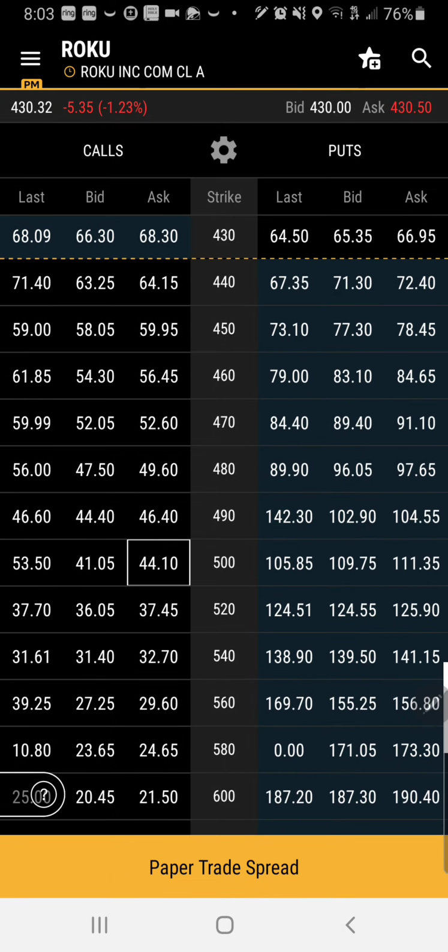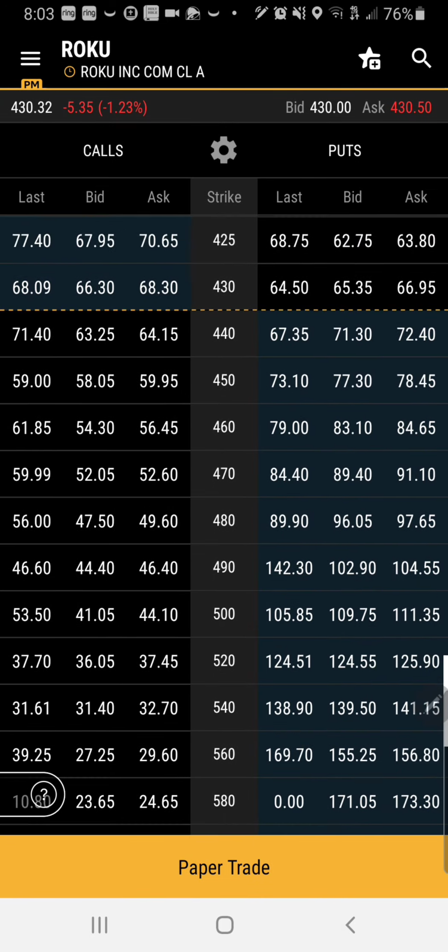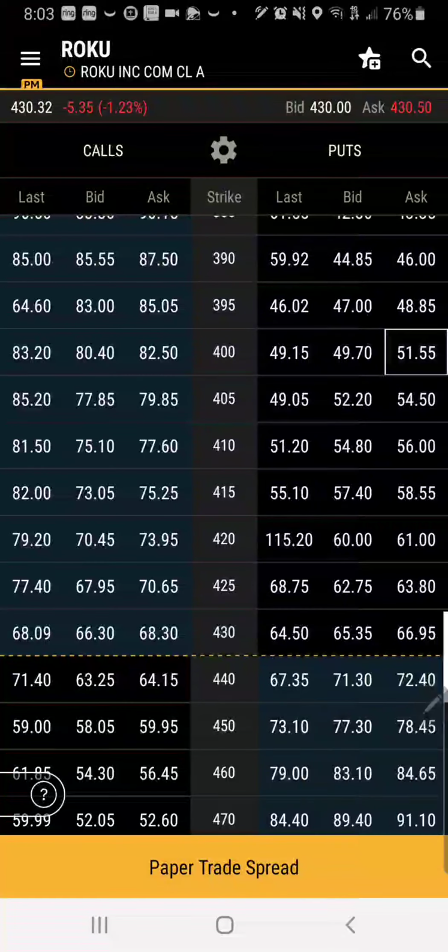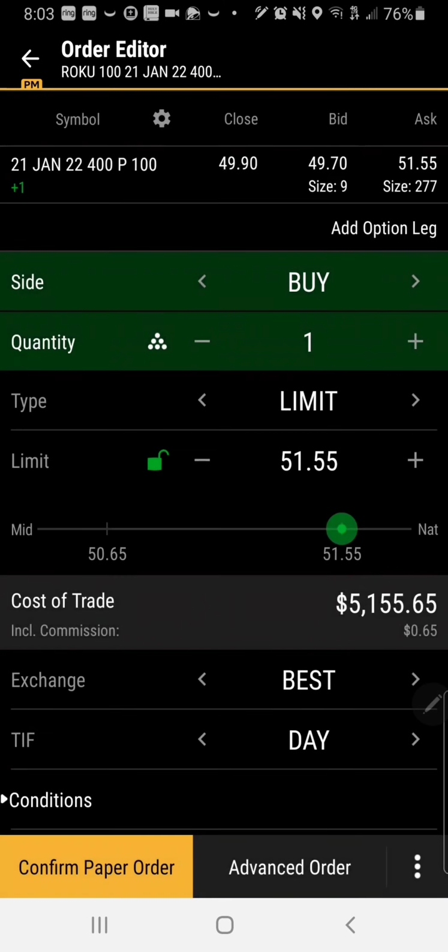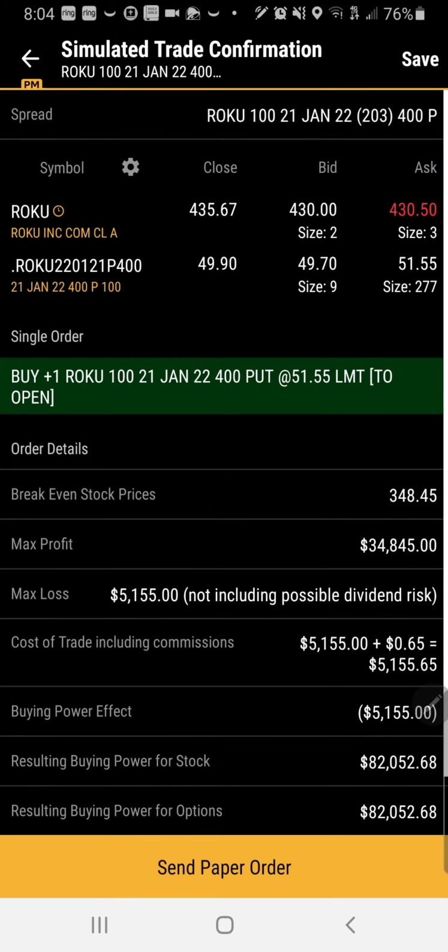So let's do the same thing for a put. Get out of that one. Let's click this one here for the put. Remember the asking price. $5,155.65 is how much this put costs. We want the stock price to go down or below because this is a buy. This is a debit. Our maximum profit is if Roku goes to zero, the most we'll make is $34,845.